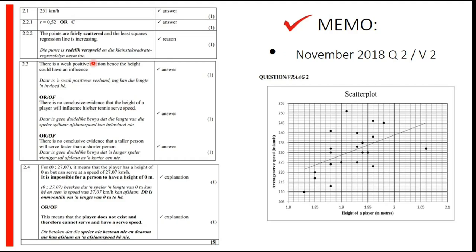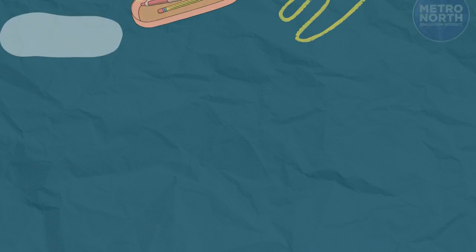You can also see it from the R value. It's scattered, you know. There's no real trend. And then the one that made me smile, 2.4: if you take this point, it means that your height, how tall you are, is zero. So you have zero height, but you can still serve at 27. That's impossible.